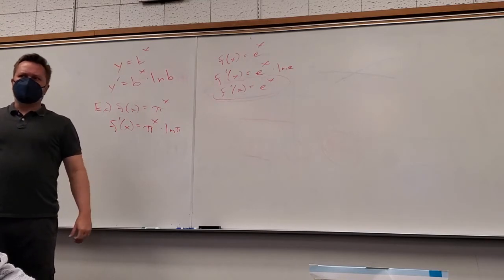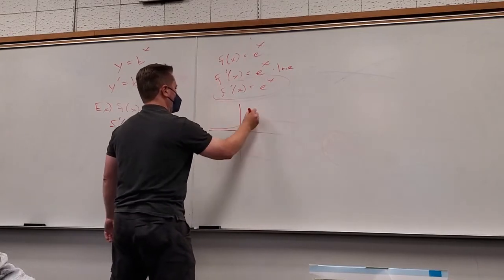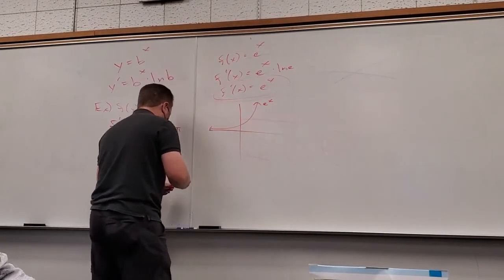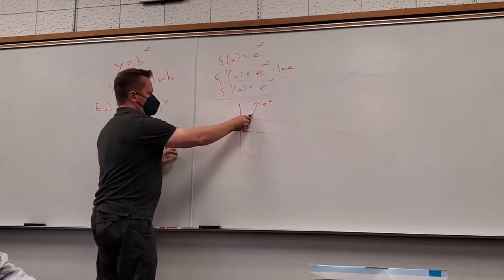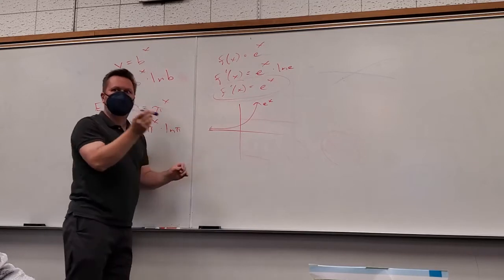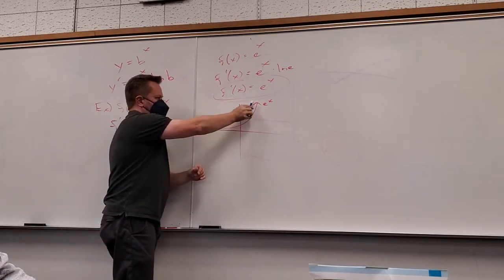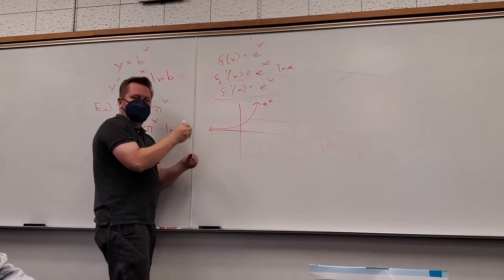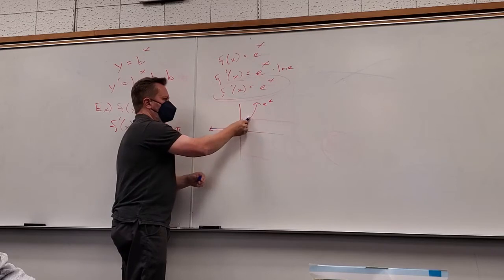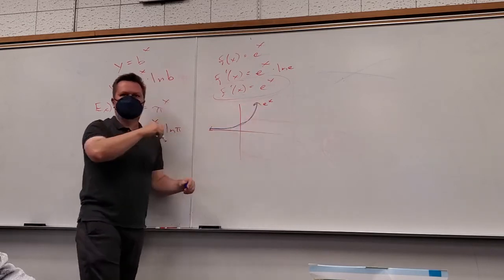What does that mean visually? If I have e to the x and I draw its graph, what's true about the slope back here? It's getting really close to 0, but it's a little bit positive. And what's happening to the slope as I move along? It's getting bigger and bigger and bigger positive.